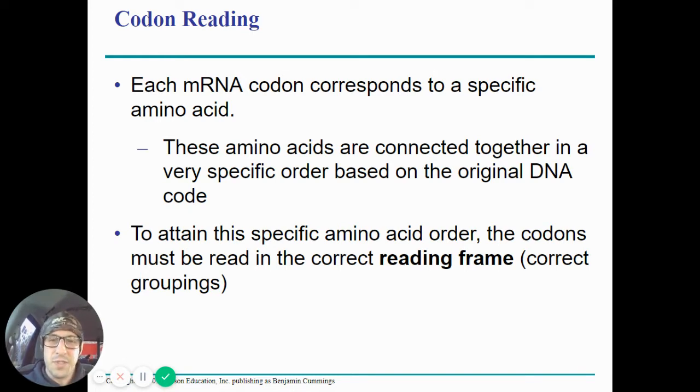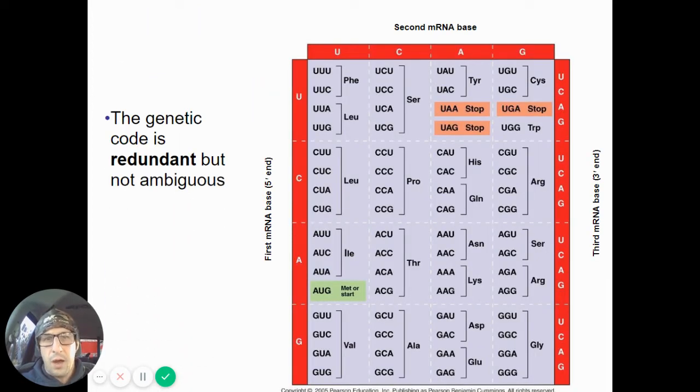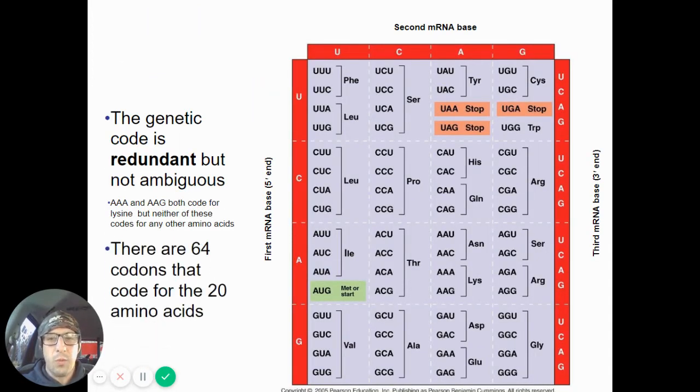So to attain this specific amino acid order, the codons must be read in the correct, what is known as the reading frame, or the correct groupings. There are a lot of things that can change that reading frame, including mutations of many different varieties, which we're going to ultimately talk about at the very end of this 3-lecture series. Now, the reason I went through all of that is because I wanted to introduce this table that you see right here in front of you.